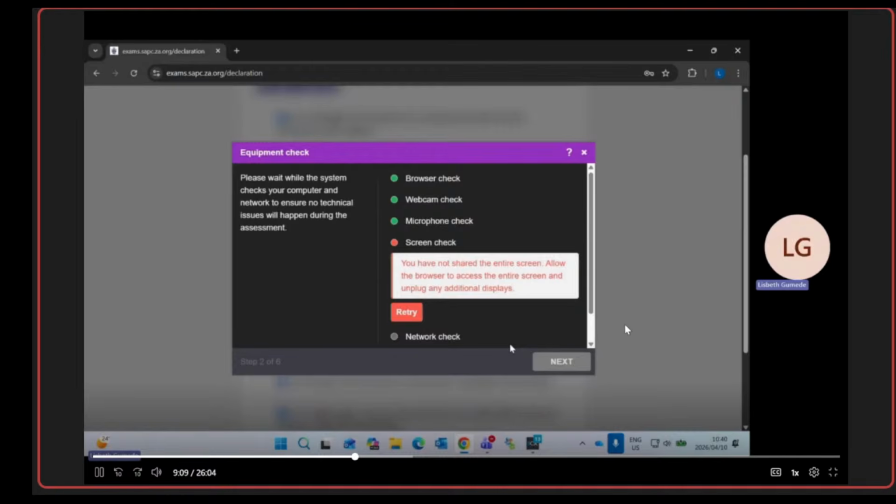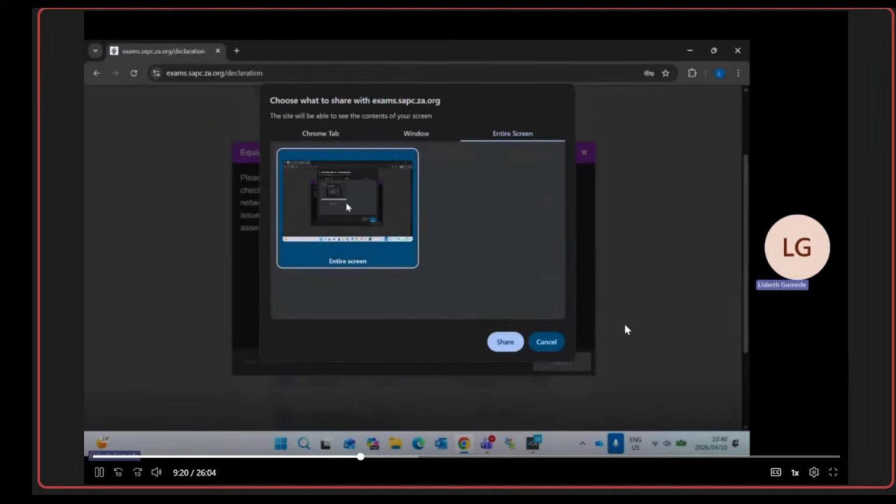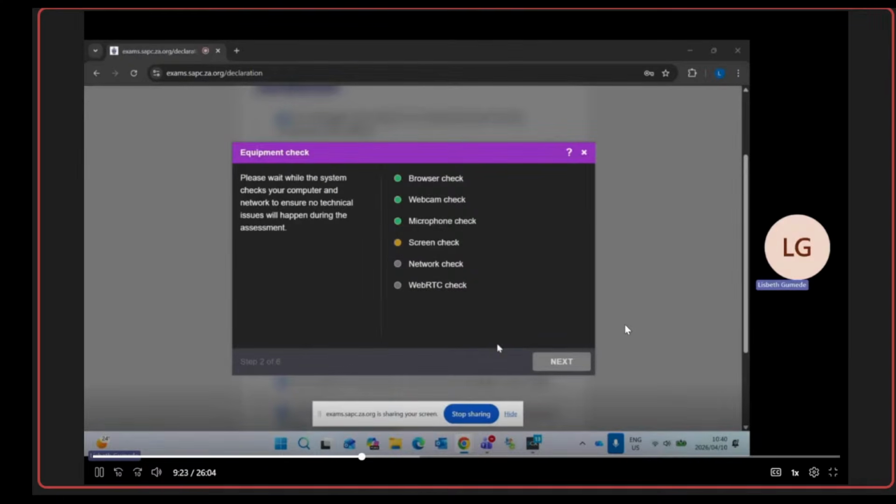So what I'll need to do is have only one screen functioning throughout the examination. I will now click retry, and as you can see, my second screen is no longer connected. Therefore, I will try to show my entire screen and see if I am now able to pass the checks. I've gone green. It's checking my network to see if I am currently stable. I've passed that. It's also going to check my web RPC, and I've also passed that. Only then will I be able to click next.